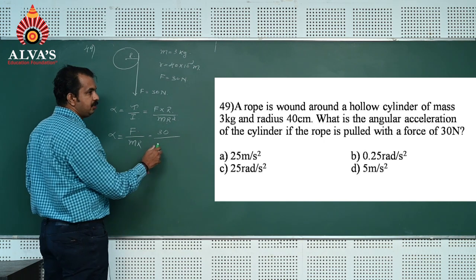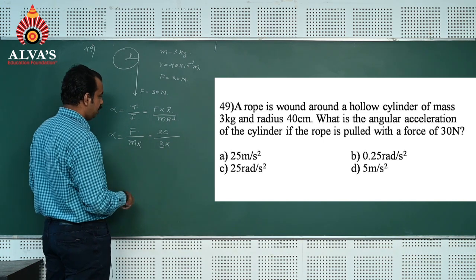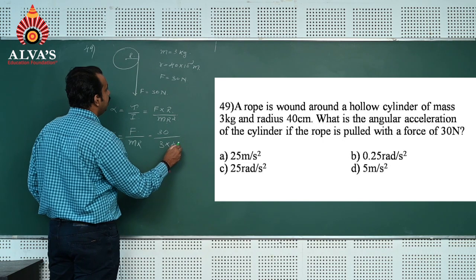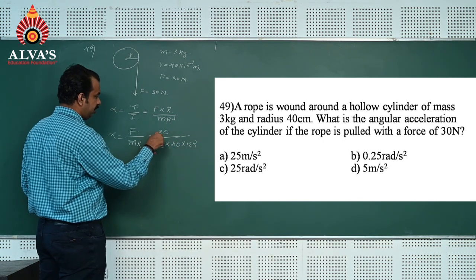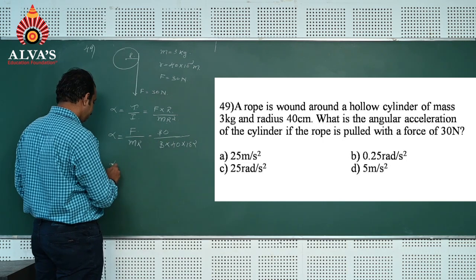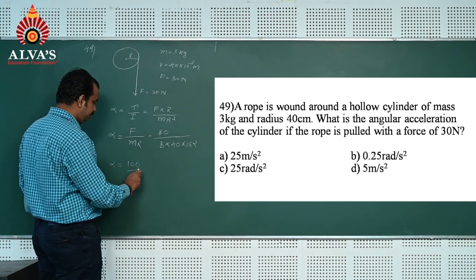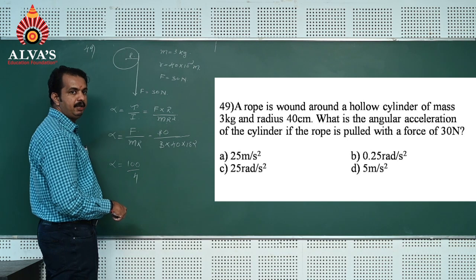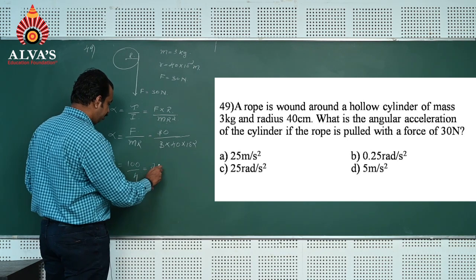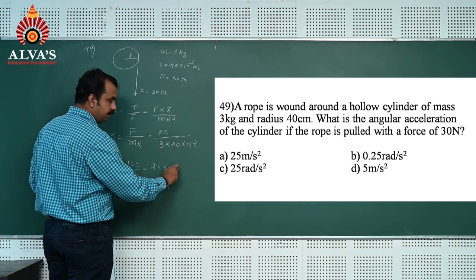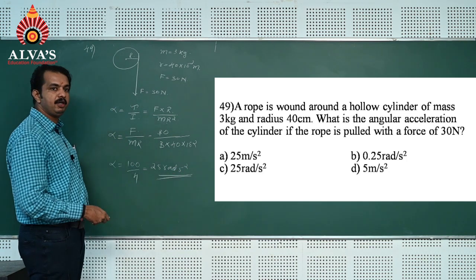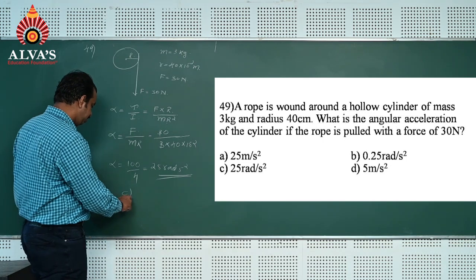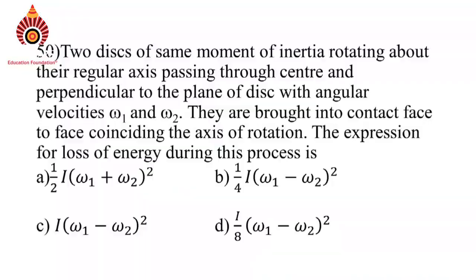Mass is 3 kg into R is 40 centimeter, it is 40 into 10 to the power minus 2. 3 gets cancelled, 10 gets cancelled. So alpha is 100 divided by 4, which means 25 radian per second square is the correct answer here. So 25 means it is option C, C is the correct option.